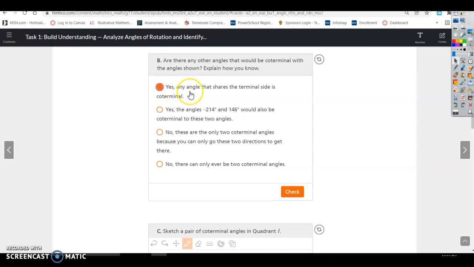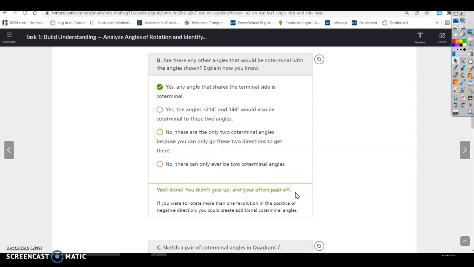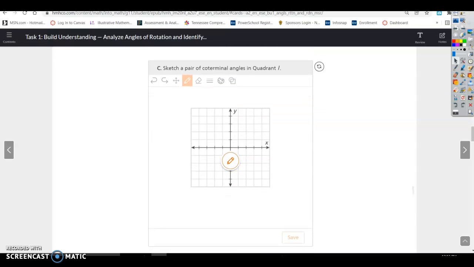So, like I said, if you add or subtract 360, and you can add 360 more than once, or you can subtract 360 more than once. So, any angles that share both the initial side and terminal side are considered coterminals. This one would not work. That one's not true, and that one's not true because they both say no. So the first answer is the correct one.